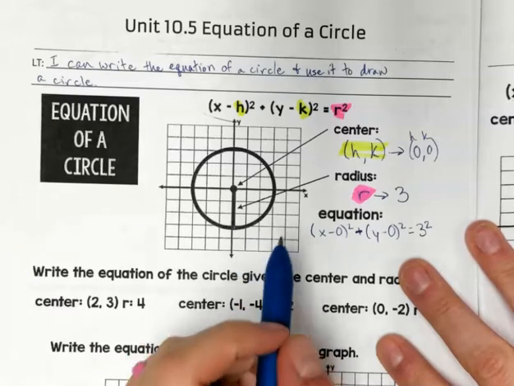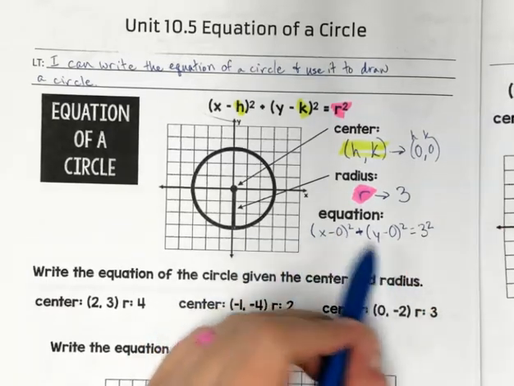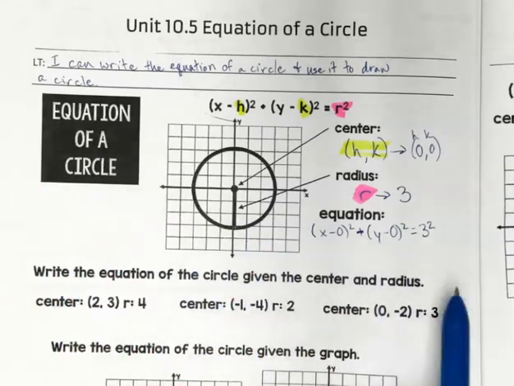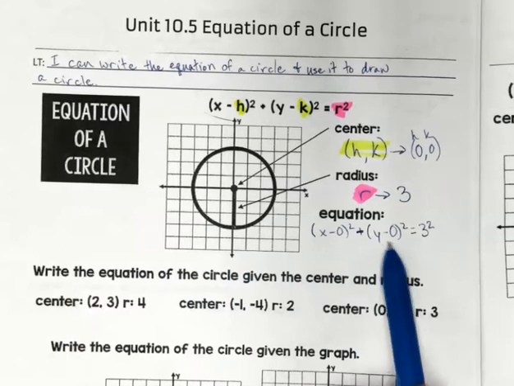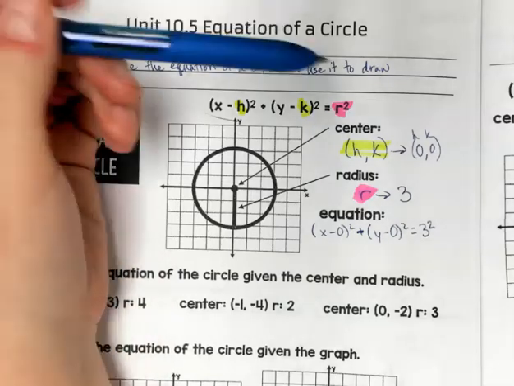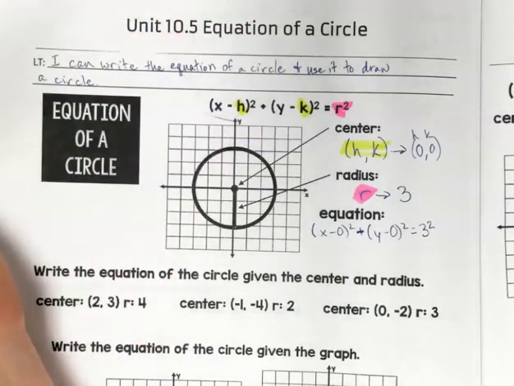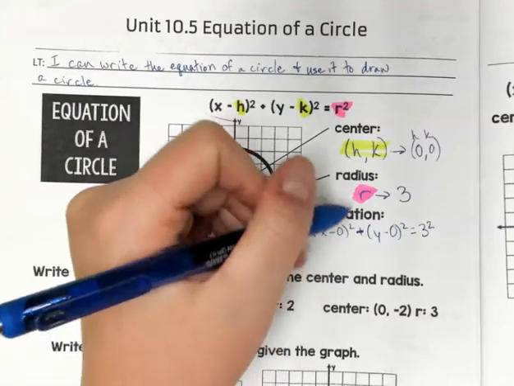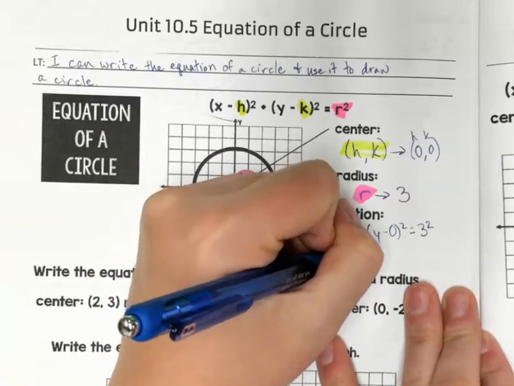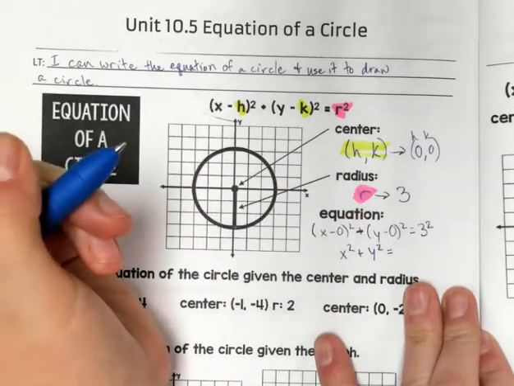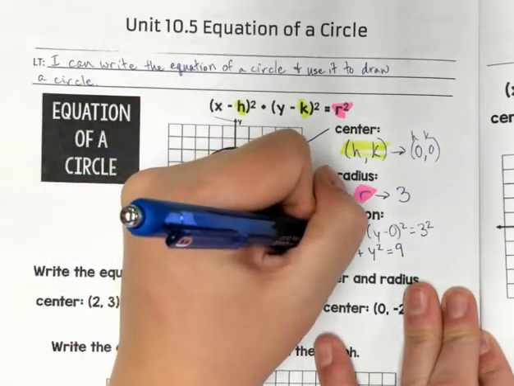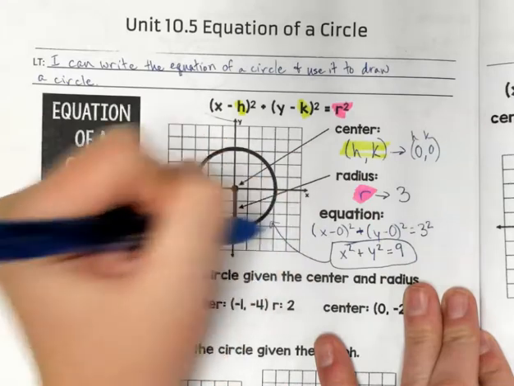Okay? And then just remember, in normal equations that you see, like y equals mx plus b, the y and the x stay in the equation, and then you plug other things into the m and the b. Same idea here. You're plugging things in for the h, the k, and the r, but the x and the y stay. So x minus 0 is just x, y minus 0 is y, and then don't forget they're both squared, and 3 times 3 is 9. So that is our final answer, and that is the equation of this circle.